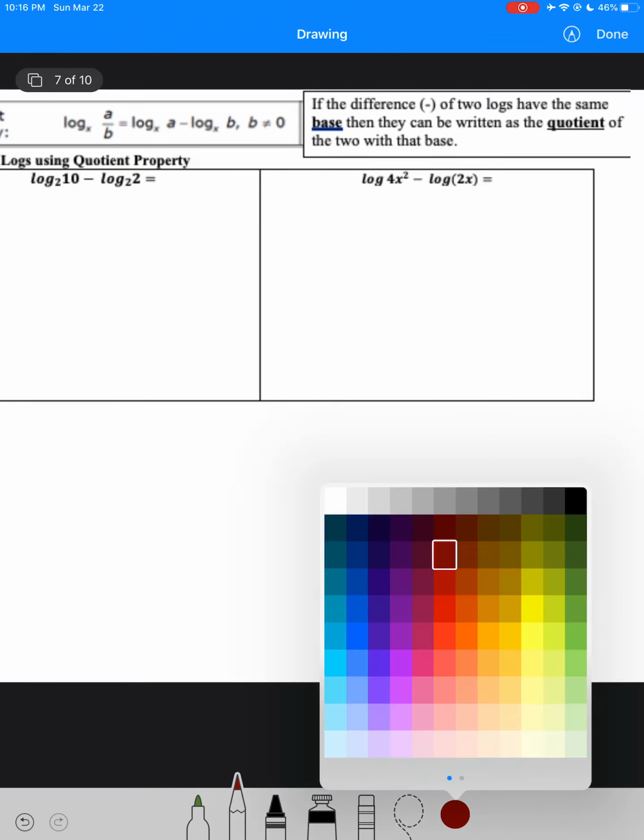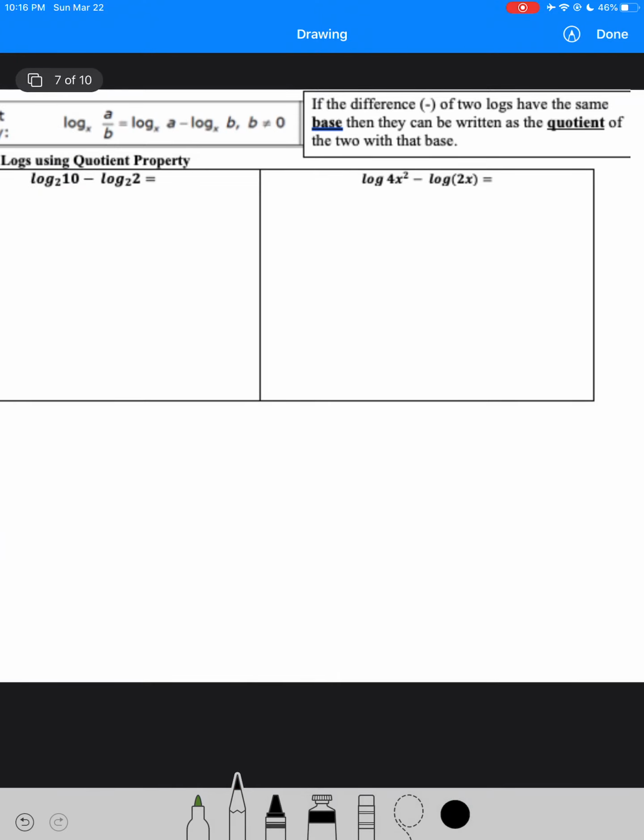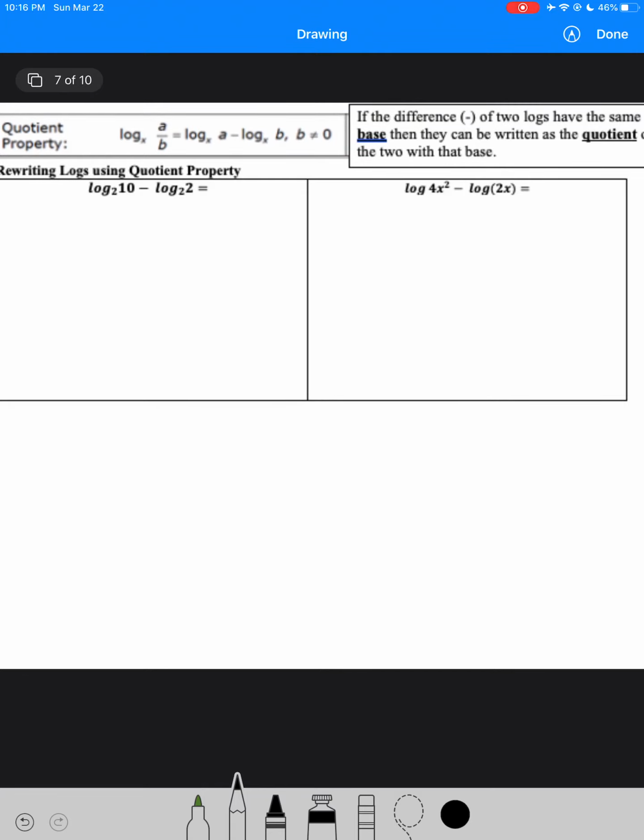That's the product property. Let's talk about one more property, the quotient property. Again, this is on your formula sheet. This one is if you see a subtraction. If it's subtraction, you're using the quotient property, which is when it's minus, you are dividing the two logs, or what's in parentheses there.